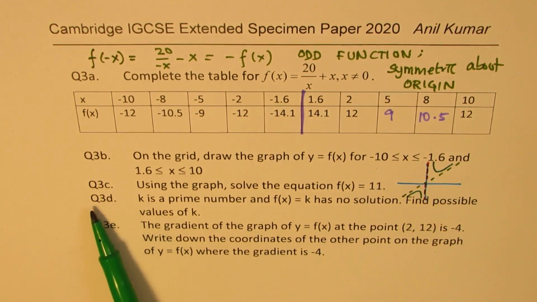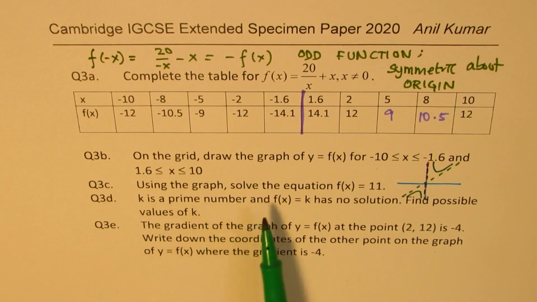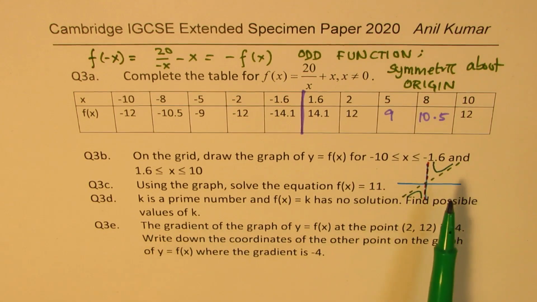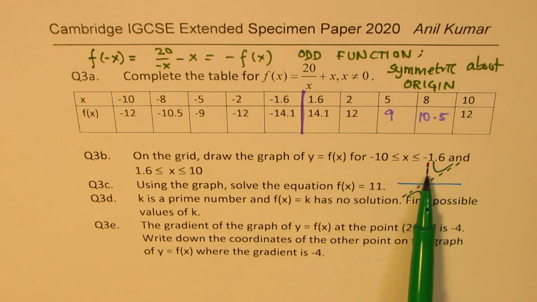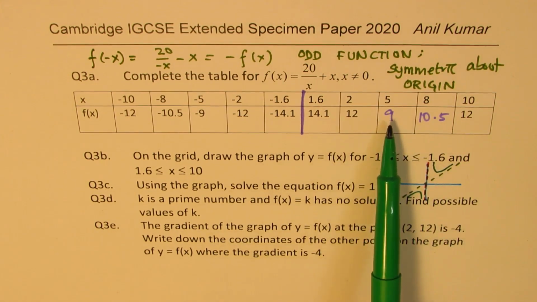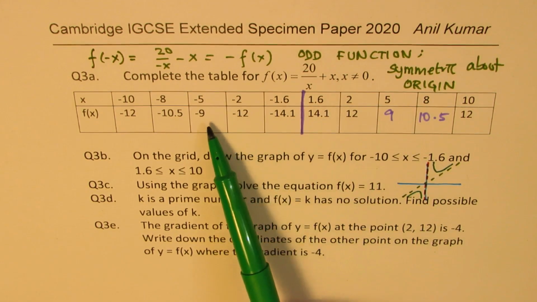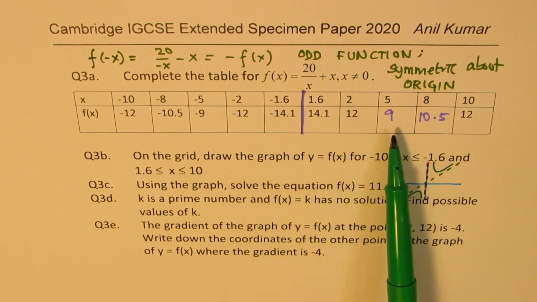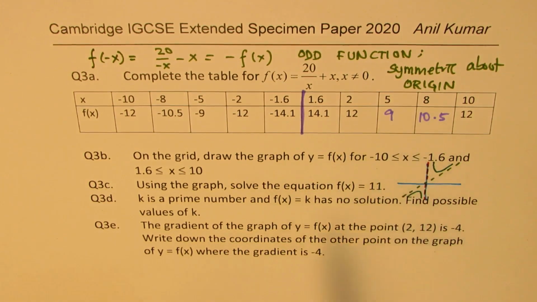Right. Now, question 3D is k is a prime number. f of x equals k has no solution. Find the possible values of k. No solution will be somewhere in between. Do you see that? So you don't see any value which is between plus and minus 9. So all the prime numbers between this could be part of the solution. Does that make sense to you? Correct? So we could answer this question immediately.